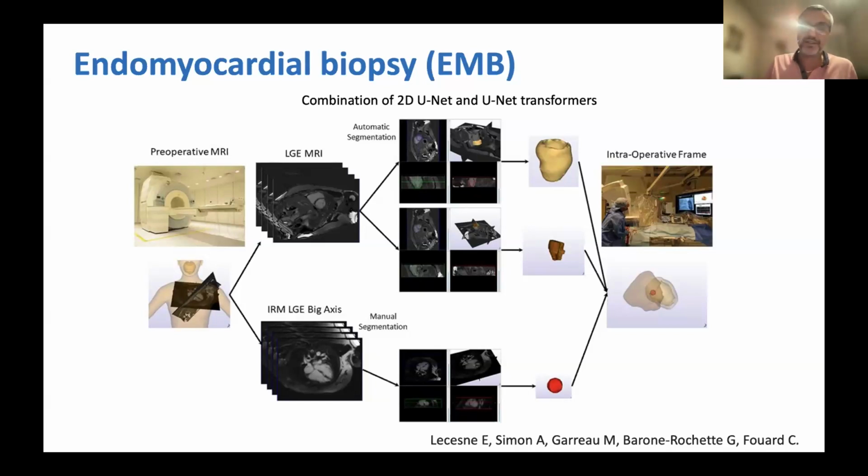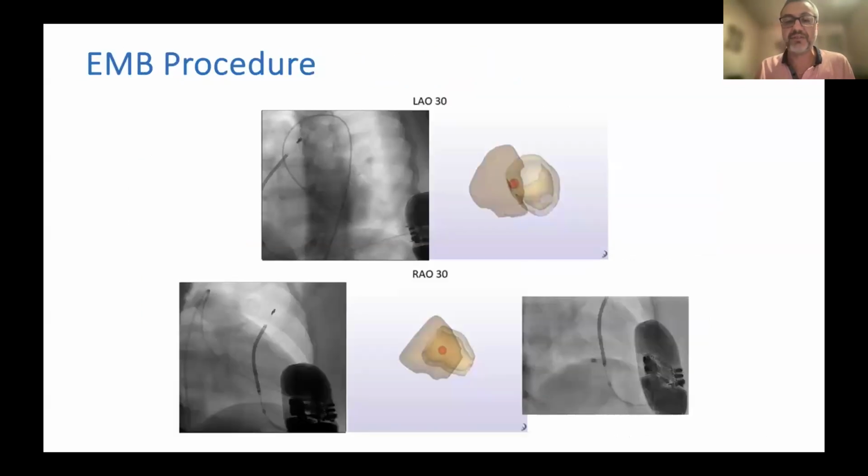And for the moment, because you use this technology for a small area of late gadolinium enhancement, the abnormal late gadolinium enhancement is for the moment pointed out by manual segmentation. And with that, you can obtain a real model, a 3D model of the disease. And after, for the procedure, it's simple.